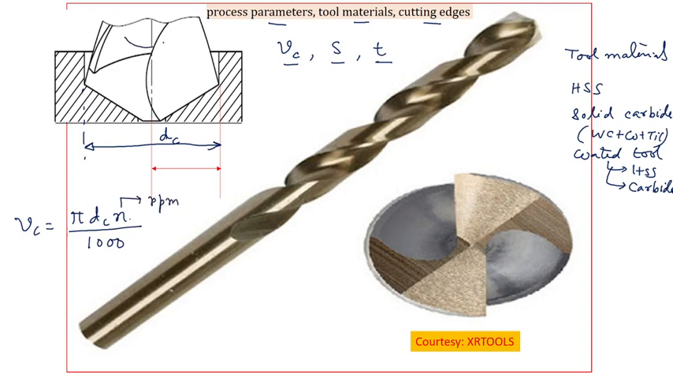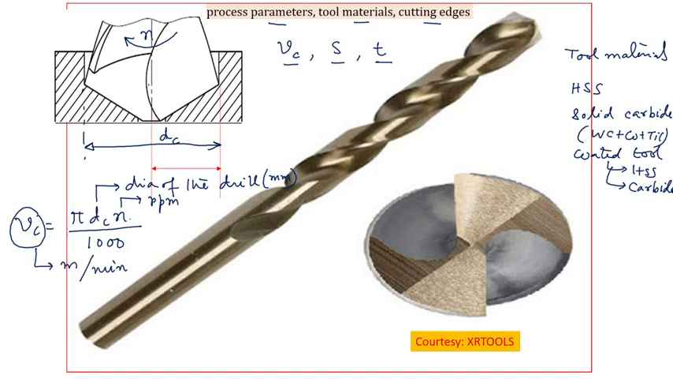So the drill is rotating in this direction. N is the RPM of the drill. This is the diameter of the drill in millimeter, and this cutting velocity or cutting speed will come out in meter per minute.